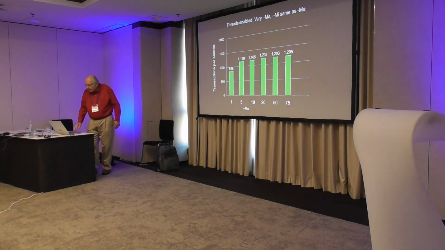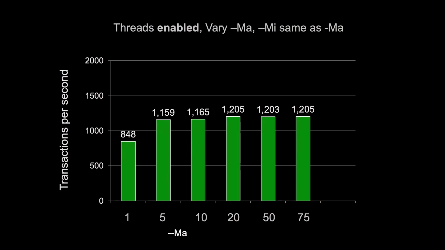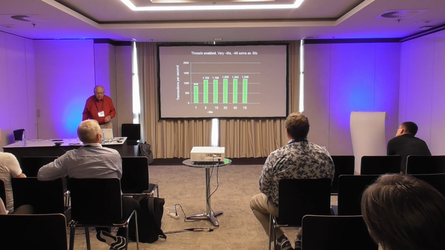Okay, so if you put those in a graph, here's what you get. With dash MA1, you get 800 and some, and then it goes up to 1200, and then it just stays there. So it's flattened out. This is with the threaded server with threads enabled.